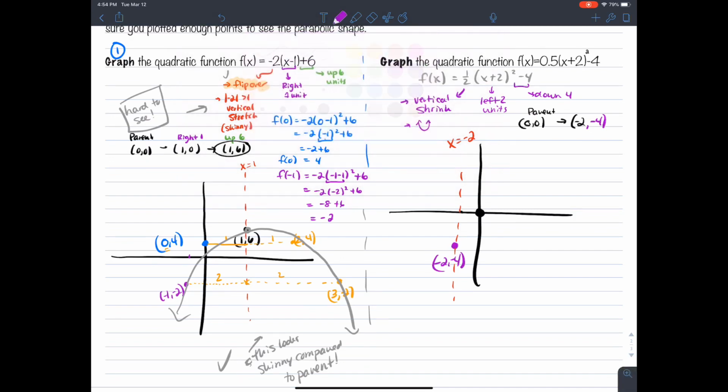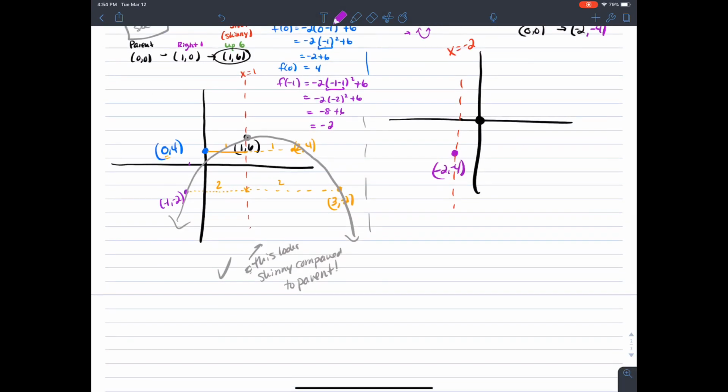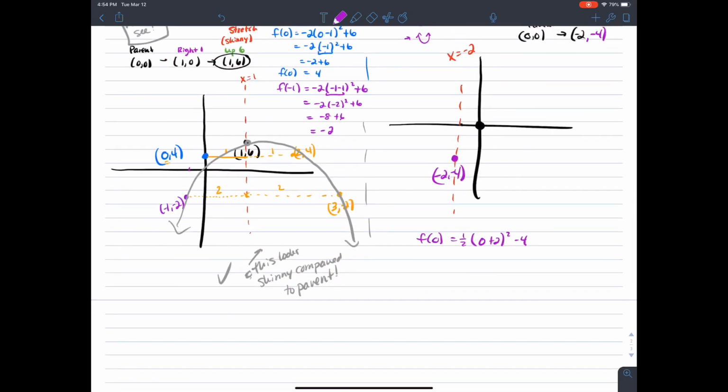So like I said, plugging in x equals 0 is usually pretty easy. Down here, if I plugged in 0, I'd be taking 1/2 of (0 plus 2) squared, and then I would subtract 4 at the end. So that's 1/2 of 2 squared minus 4. So half of 4 minus 4, which is 2 minus 4, which brings me to -2. So the y-intercept has the x value of 0 and the y value of -2.